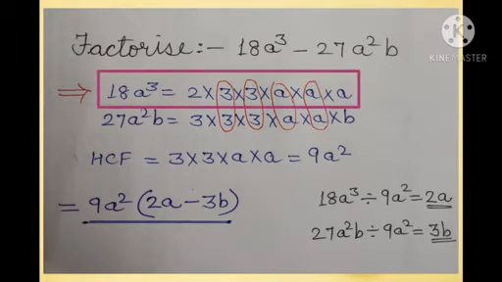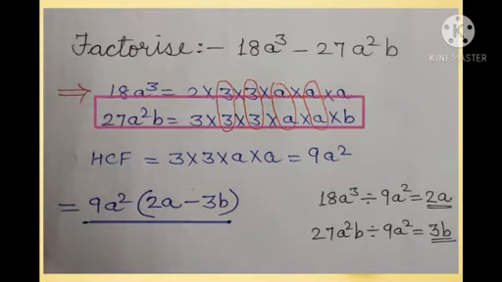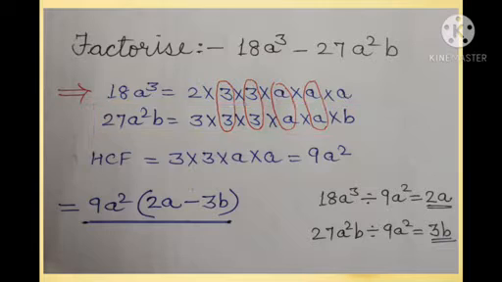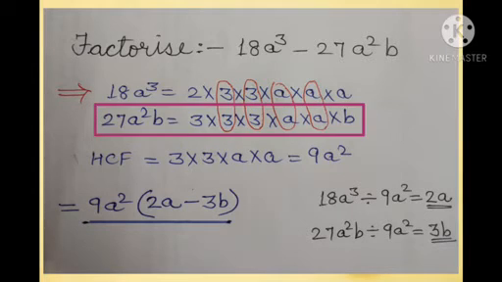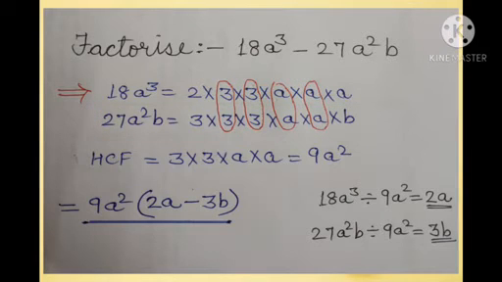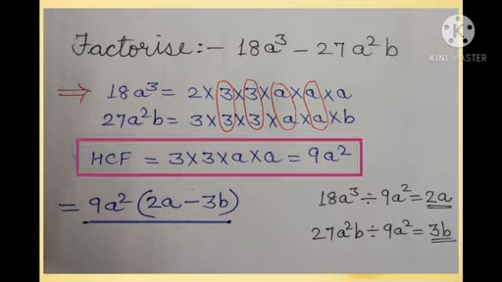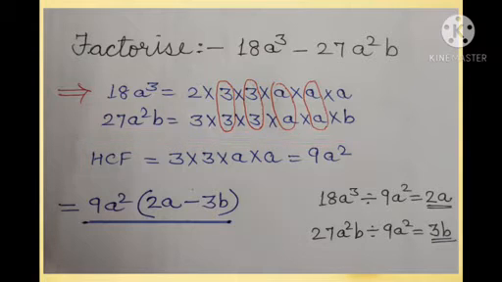Factors of 18a cube are 2 into 3 into 3 into a into a into a, and factors of 27a square b are 3 into 3 into 3 into a into a into b. Here 3 into 3 into a into a are common factors. So the HCF of 18a cube and 27a square b is 9a square. This HCF 9a square we take outside of the bracket.